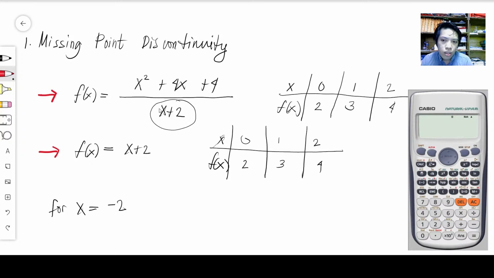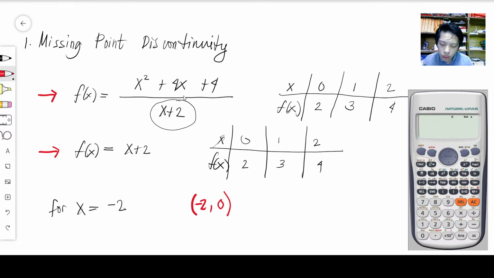It's called missing point discontinuity because a single point is missing. And what is that point? That is negative 2, 0. Negative 2, 0 cannot be found here because when you substitute negative 2 in this function, the value is not 0. It is actually infinite or undefined. That's why it's called the missing point discontinuity.